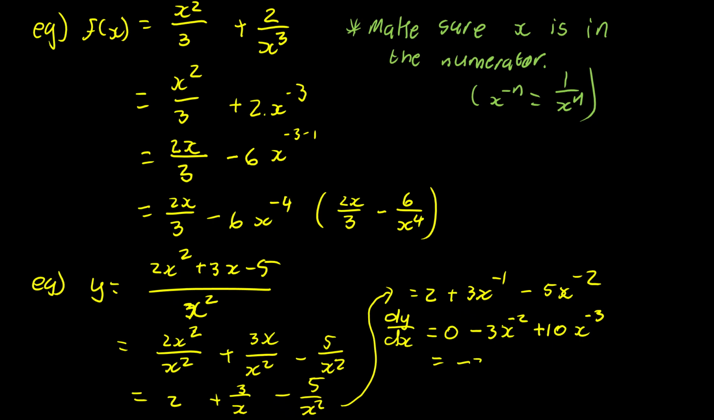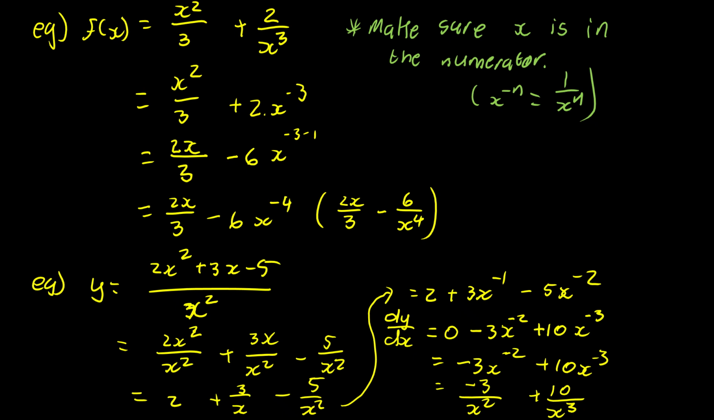So this derivative is minus 3x to the power of negative 2 plus 10x to the power of negative 3. If you really want to, you can rewrite these exponents to be positive. So it's minus 3 over x to the power of 2 plus 10 over x to the power of 3.